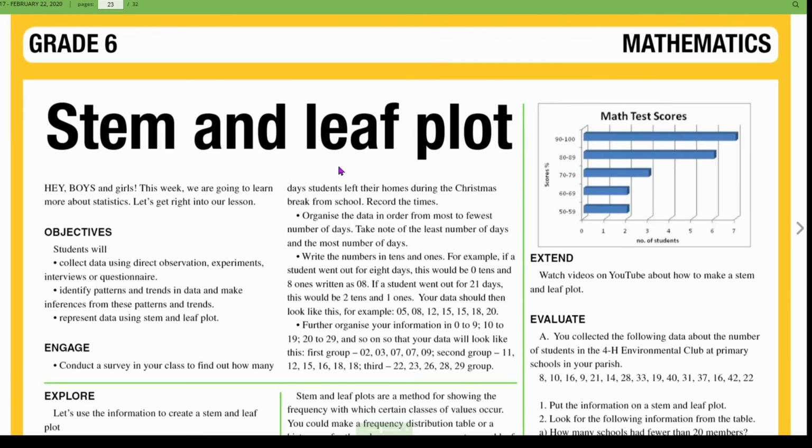So in this episode, we looked at the stem and leaf plot, and stem and leaf plots are a way of showing frequency with which certain classes of values occur.